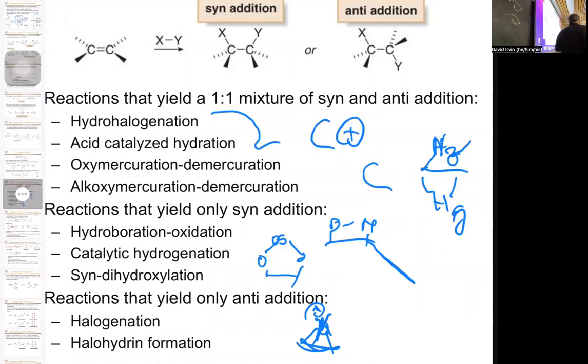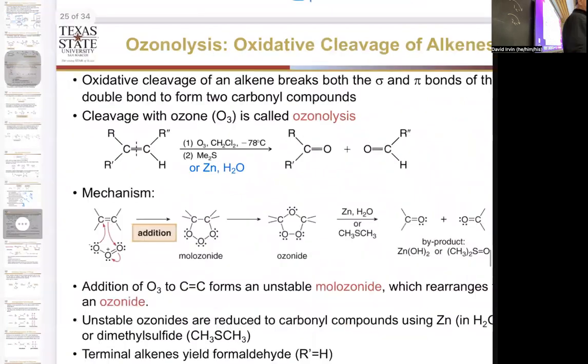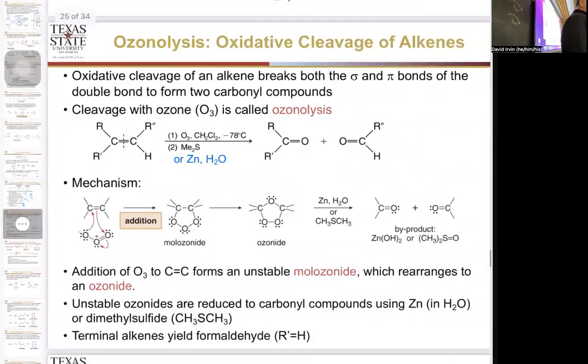Okay, so now we're going to change gears a little bit. We're going to talk about breaking our double bond, using the activity of our double bond to act as the functional group to change it to other functional groups. So we're not just going to add across the double bond, we're actually going to break the double bond. The first reaction we have for that is called ozonolysis.